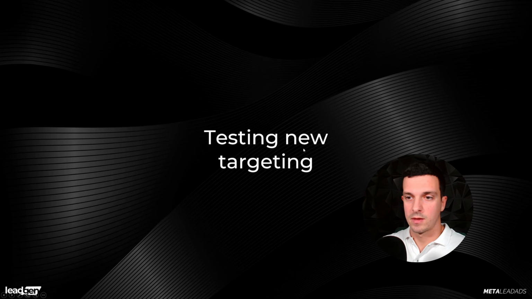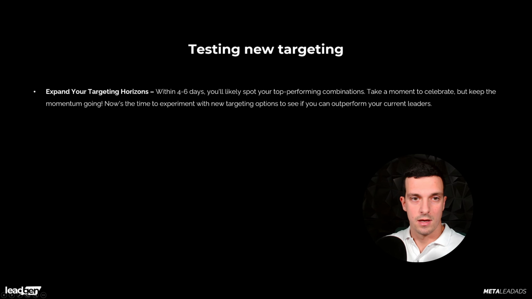Okay, testing new targeting. Expand your targeting horizons. Within 4 to 6 days, you likely spot your top performing combinations. Take a moment to celebrate, but keep the momentum going. Now is the time to experiment with new targeting options to see if you can outperform your current leaders. So in the meantime, first you're going to kill some ads and some ad sets, and then when more days pass, like 4 to 6, you're going to have some winners, and you want to duplicate the ad sets and introduce some new targeting, something to test out and try to beat the others.